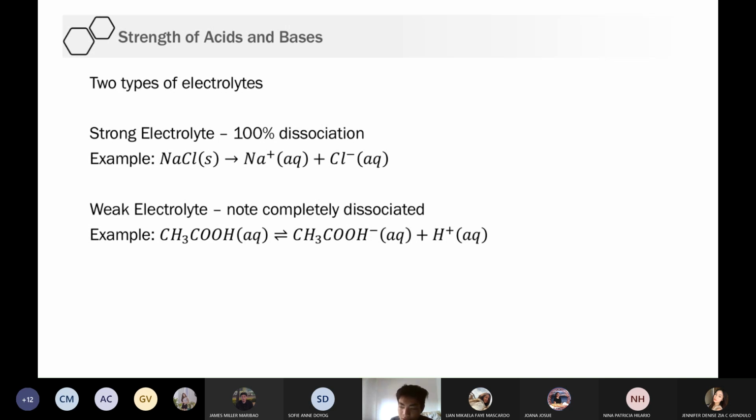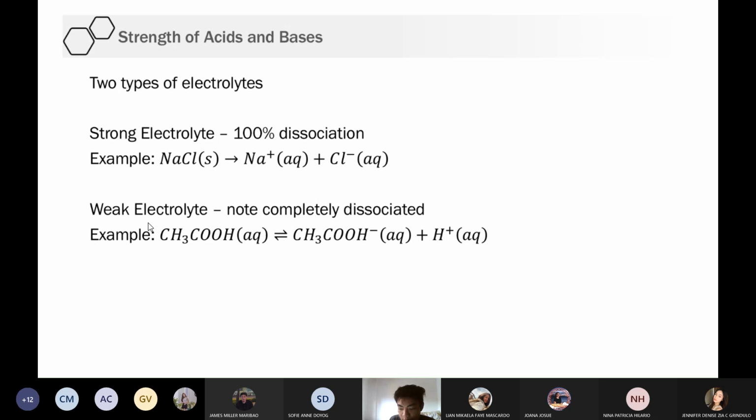Since we have 100% dissociation, we usually indicate them with a single arrow towards the right. Okay? Single arrow lang, pointing to the right. That means lahat ng amounts nito mapupunta sa product side. So if we have 0.1 molar concentration of Cl minus, pagdating sa product, 0.1 molar din yung concentrations nila.